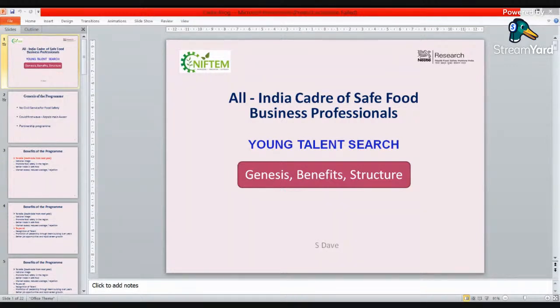So it is also a cadre of safe food business professionals. Originally, the idea was to have food safety professionals, but then I thought, food safety, yes, you understand food safety, but you also need to be a part of the business, so that each one of you is an Indra Nooyi somewhere in the world.